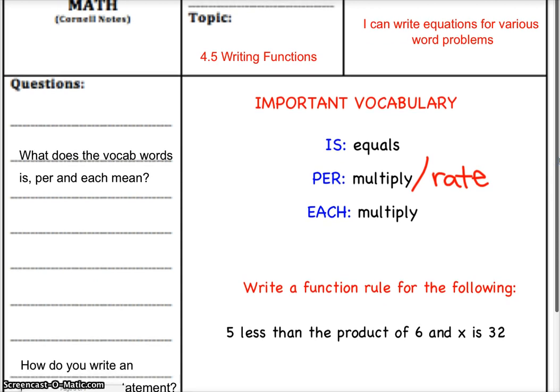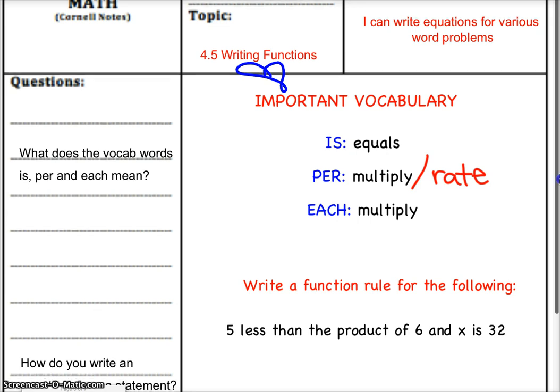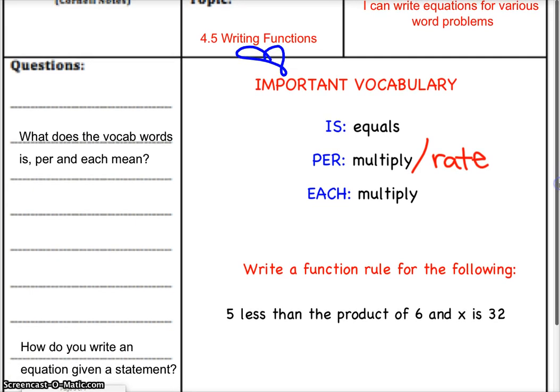So the topic today is writing a function, which is an equation. A function is an equation. Your learning target: you can write an equation for various word problems. Here are vocab words you need to know. Is means equals.